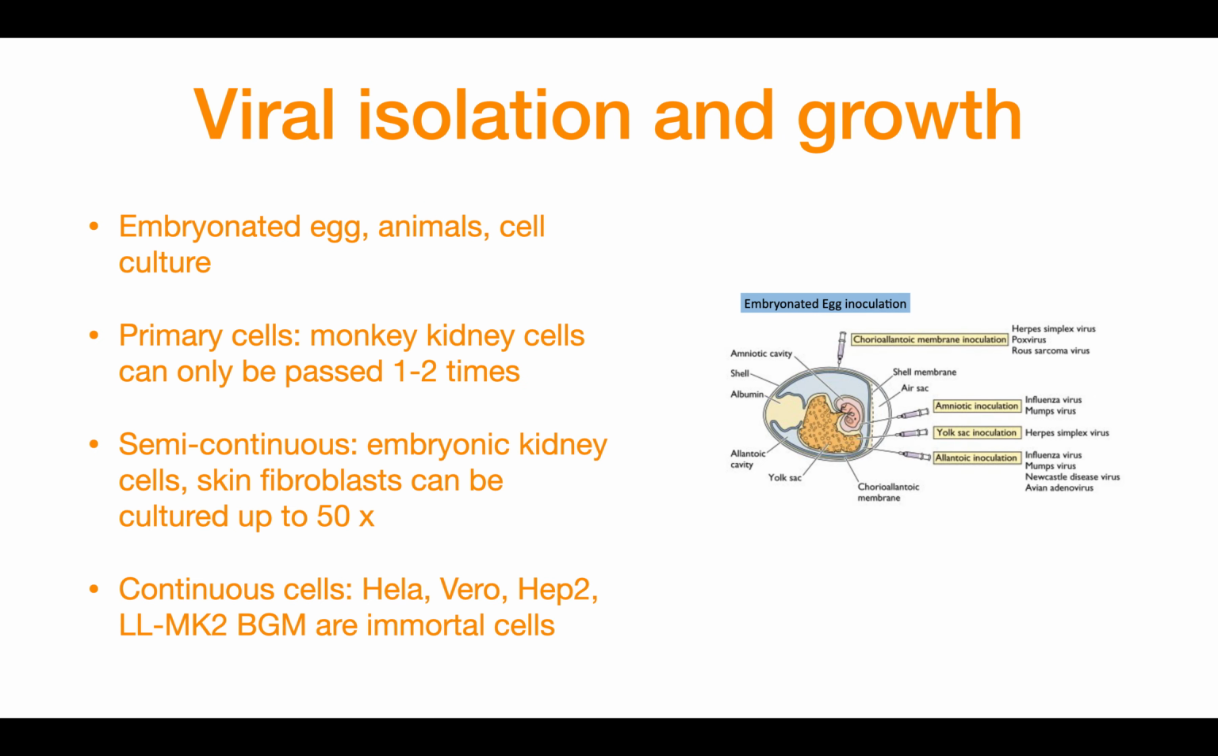Okay, so viral isolation and growth, we use embryonated, so it's a fertilized egg, chicken egg in particular, along with various animals and cell cultures. The cell cultures we need to pay attention to are the primary cells, which are the monkey kidney cells, and those can only make 1 or 2 generations. The semi-continuous cells would be the embryonic kidney cells and the skin fibroblasts, and these can be cultured up to 50 times. The continuous cells, the most important ones being the HeLa cells, are going to be your immortal cells.